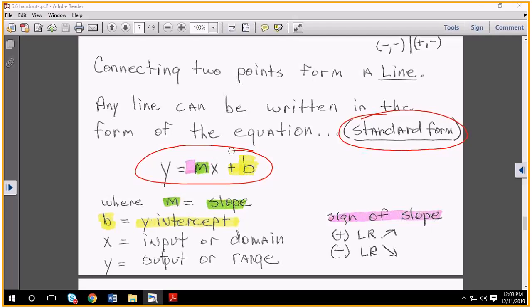That is very important. Notice that you see a y and an x. This is different from the equations we were solving on the previous video. This is a linear equation. A linear equation is an equation that represents a line.